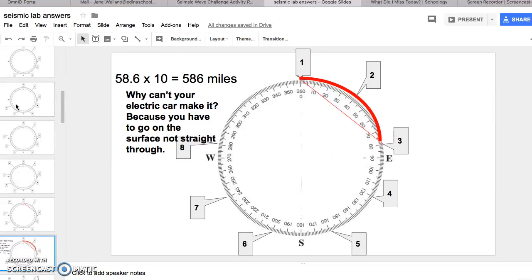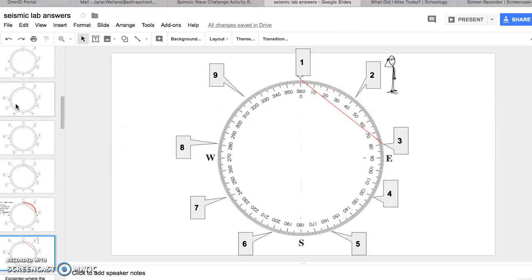And then you were asked if you could travel your electric car from stations 1 to 3. And some of you caught on that you actually can't drive a car through the earth and that in fact you would have to go around. So it's okay if you said yes, because 586 is less than the 600 miles that the battery would go for the electric car. And it's also wonderful if some of you said no, because you were already thinking about how you have to go around the surface of the earth, not through it. So beyond that, you were asked then to draw a little stick person at station 2, because that is where you were going to pretend to be located for the rest of the activity.